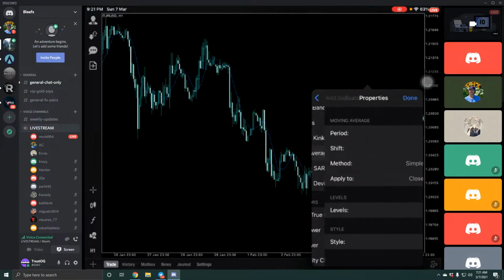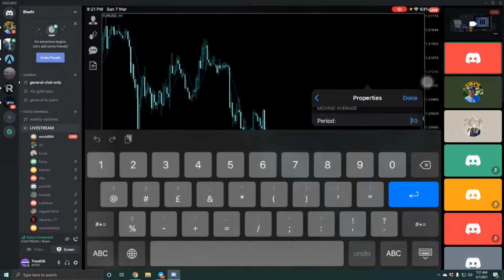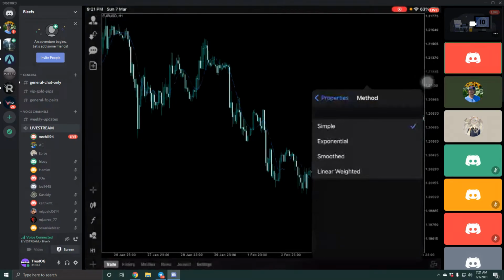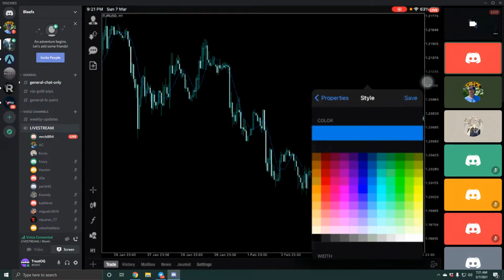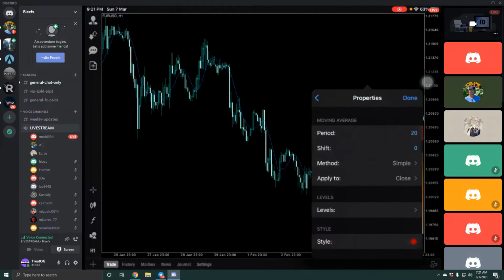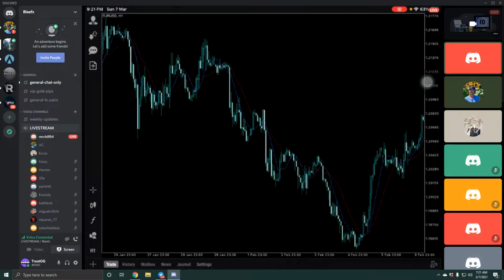Then this is the twins. We need twins, so 20. Then go for simple. Make the color different, maybe red. Red, nice. Close. There you go. Crossover. So you got your MA set.